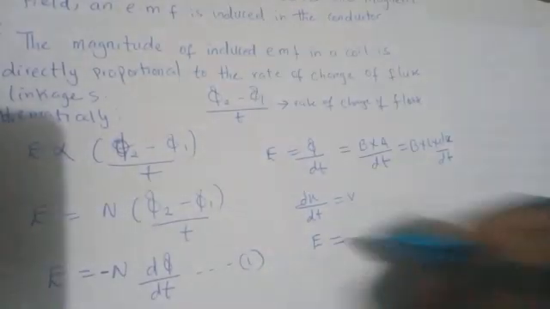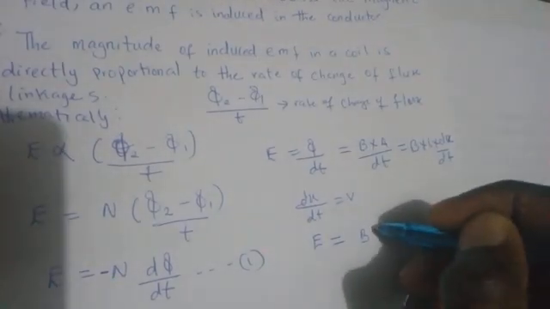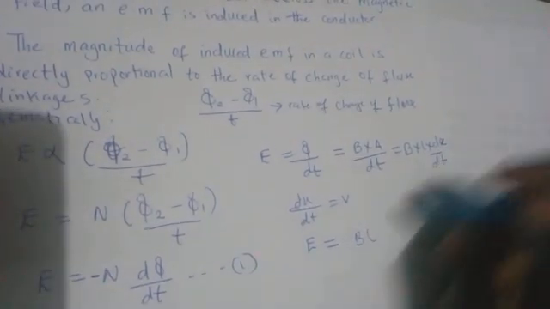So our E is equal to what? B multiplied by L, and dx over dt is going to give us V.